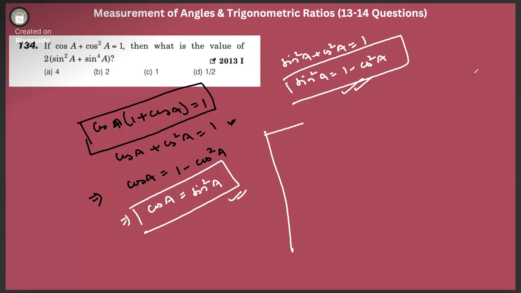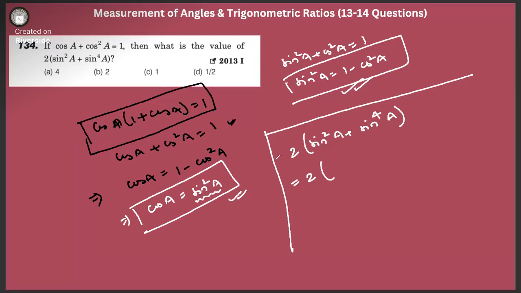Now they have asked us to find out 2 into sin square A plus sin raised to the power 4A. So 2 into sin square A, this is sin square A, this is sin square A. Can we instead place cos A? Sin square A whole square, something like that. So 2 into cos A plus cos square A. Can we write something like that? Okay, good. So now we already know, these things will come with lots of practice.